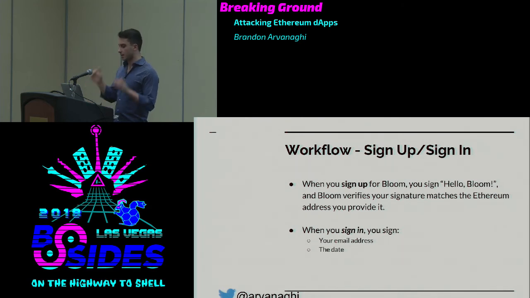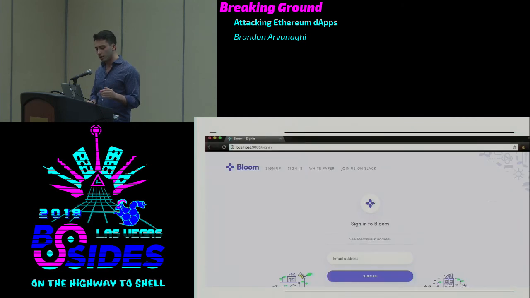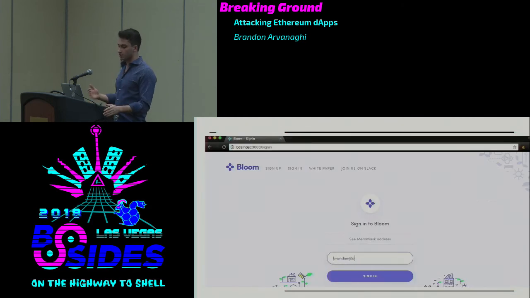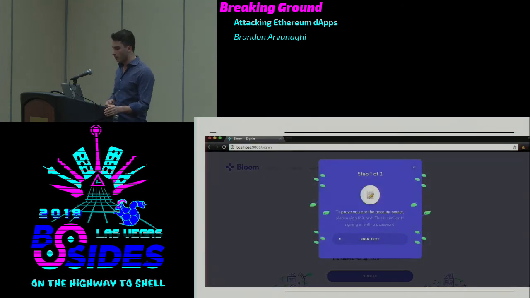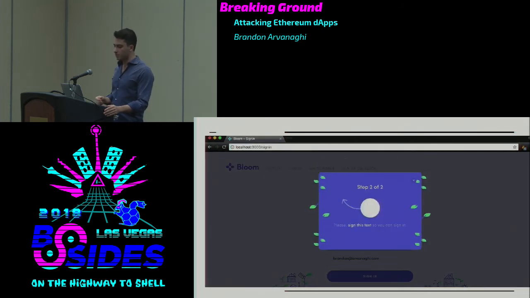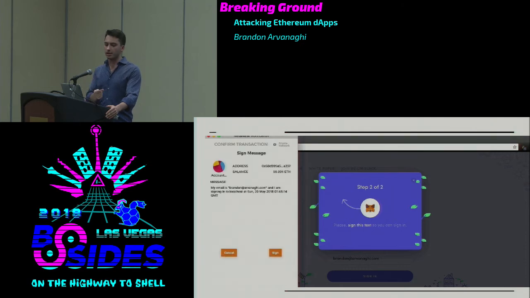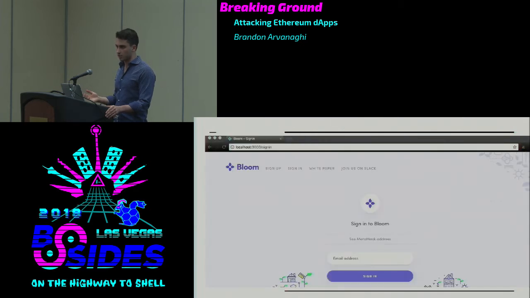So the validation takes place against the signature and the Ethereum address you provide. But when you sign in, you're providing not only the signature, but what you're signing includes the date and your email address, right? So does anyone know why you would be signing the date and your email address when you want to sign into the dApp? What does the date have to do with a signature?